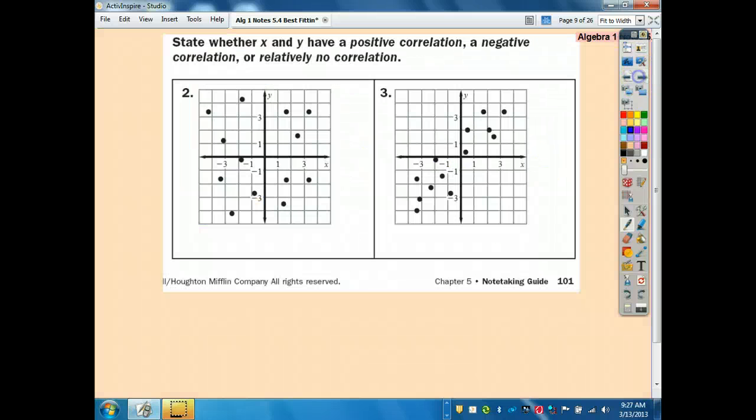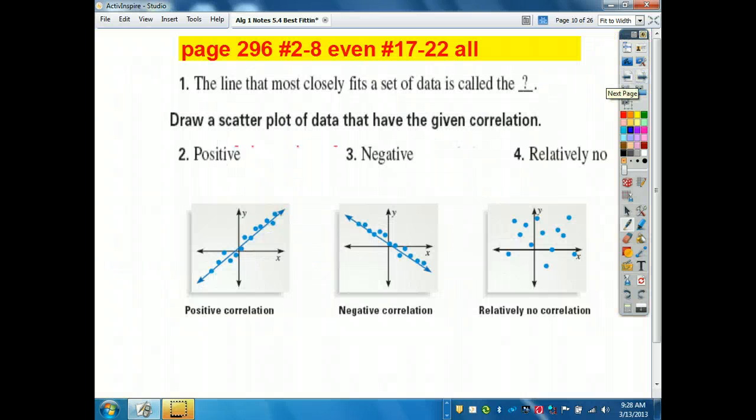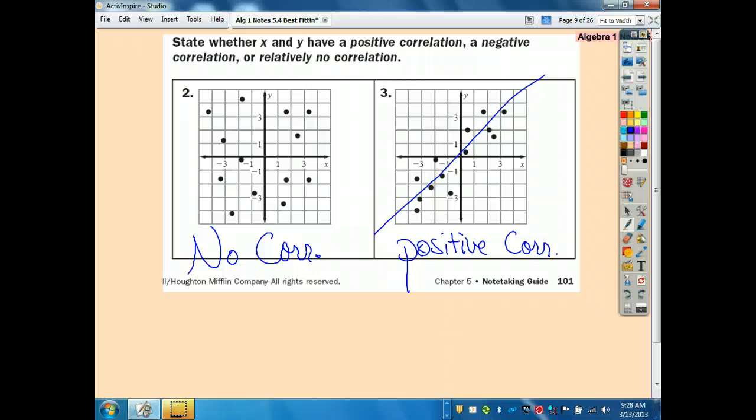Good job. All right, now, number 2. What would we call that? Relatively no. Negative correlation, positive, or no correlation? No correlation. Okay, so label that. No correlation. How about this one? You going that way? So it is a positive correlation. That was easy. And that is it for today. Nice work.